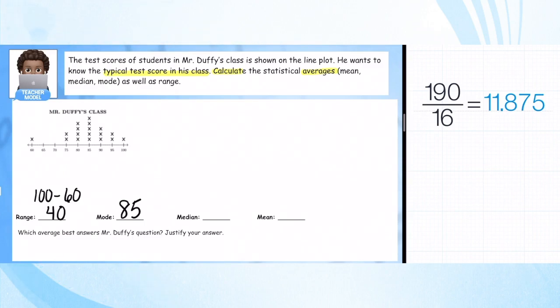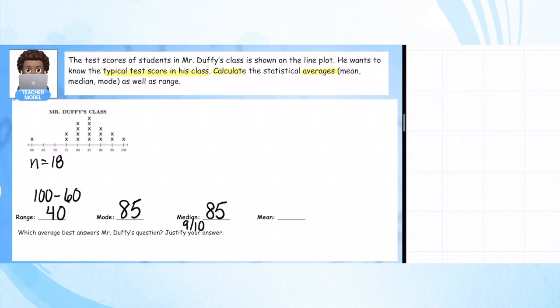All right, median, what's our N? 1, 2, 3, 4, 5, 6, 7, 8, 9, 10, 11, 12, 13, 14, 15, 16, 17, 18. Okay, so our N is equal to 18. So I want half of that, which is 9. So I'm going to look for the 9th or 10th number. Hopefully they're the same. 1, 2, 3, 4, 5, 6, 7, 8, 9. Here's 9 and here's 10. They're both 85. Yep, 85 is the median. I didn't have to do anything. We're both 85. So let's calculate our mean now.